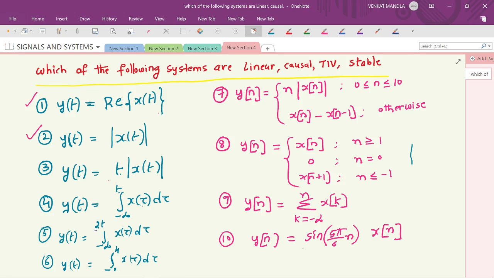The continuation of the previous lecture. In the previous lecture, we have solved these two problems, right? First one and second one. Now I'm going to solve all these problems, all these 10 problems. Okay. So third problem, y(t) equal to t mod x(t).